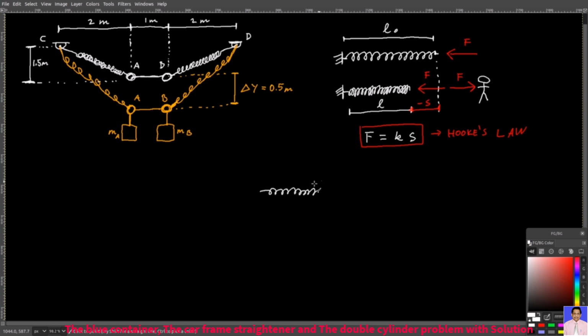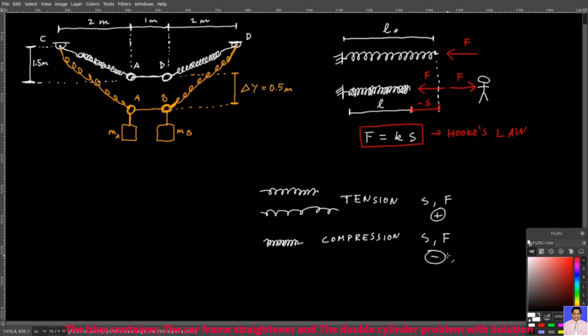If this is your spring, and the spring elongates, then it's in tension. Thus, S and F are positive. However, if you apply a force to the spring, and the spring gets compressed, and it's in compression, then your S and your force magnitude are both negative.